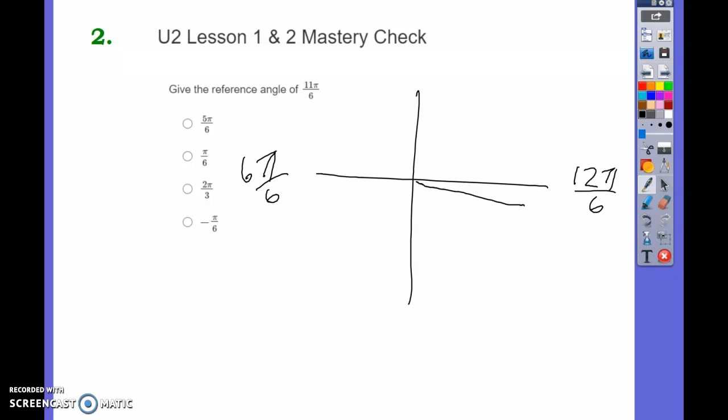So that is essentially, if you were going negative, the same as negative pi over 6, right? However, they're asking for a reference angle. Reference angles are always positive. Basically, it's the distance. How far are we from the x-axis? And we are pi over 6.